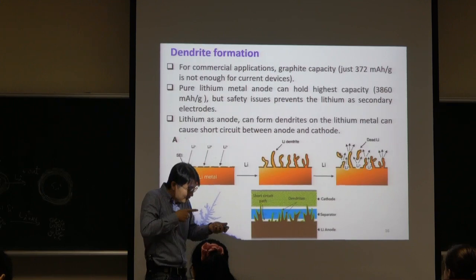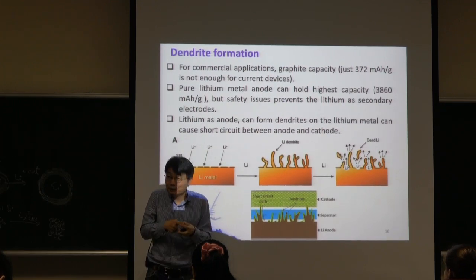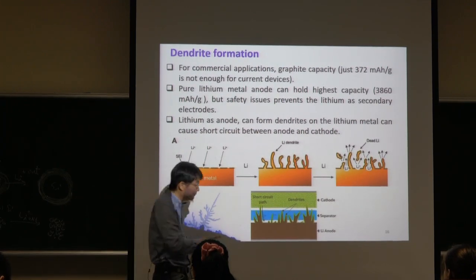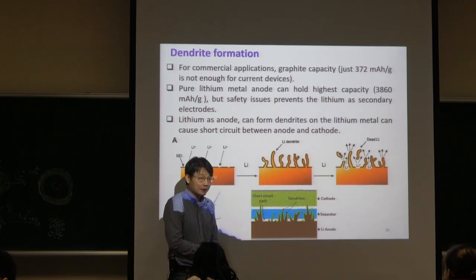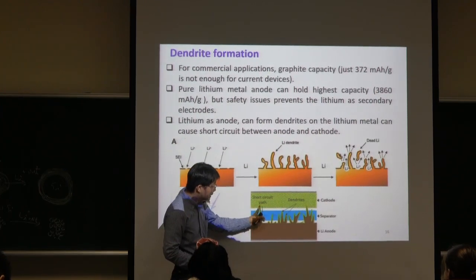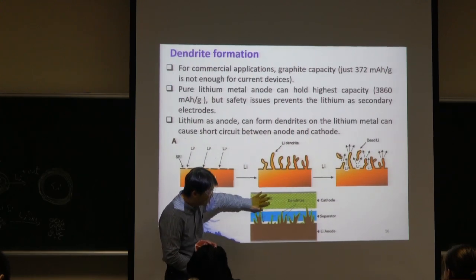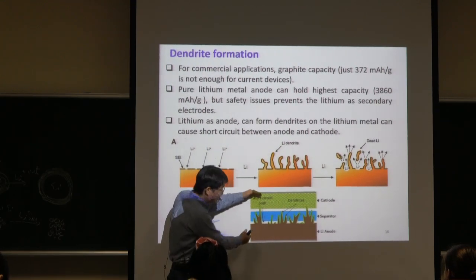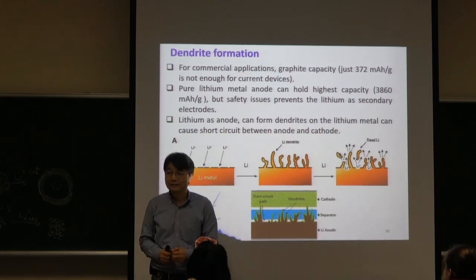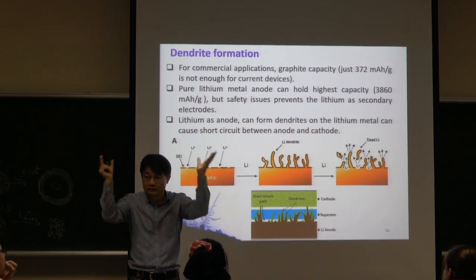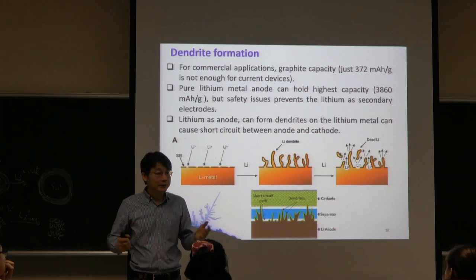Because this is metal, the mechanical strength is quite strong, so it will penetrate the separator. Once it penetrates the separator, since this is the cathode and anode side, it is just like a bump, boom. It is quite dangerous.